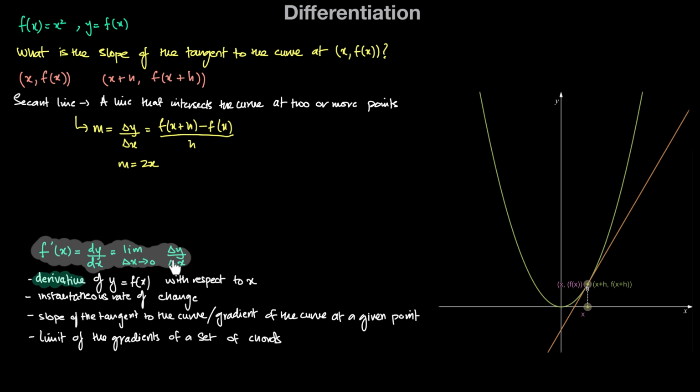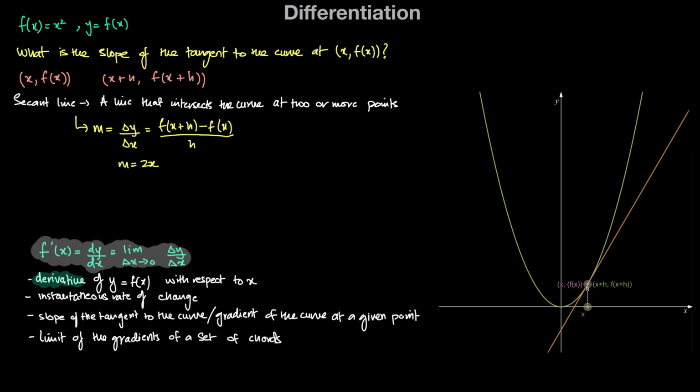And when delta x is very small, almost equal to 0, we use dx to represent delta x. Since dx, that's h here, is very small, we know that delta y is also very, very small. So we use dy to represent delta y. So dy over dx simply means the derivative of y with respect to x. And that again is the slope of the tangent to the curve y equals x squared, or the gradient of the curve y equals x squared at the point x comma f of x.